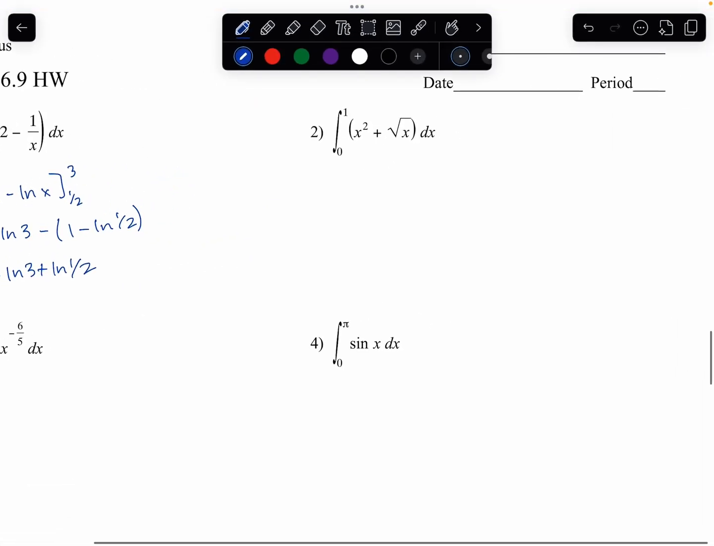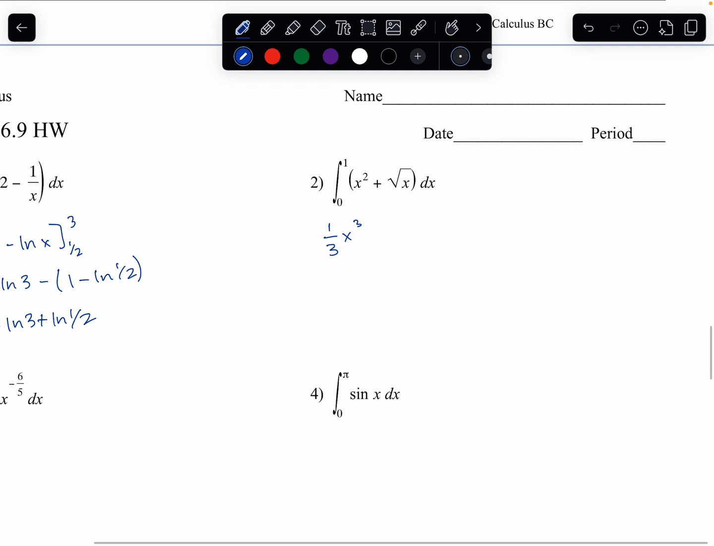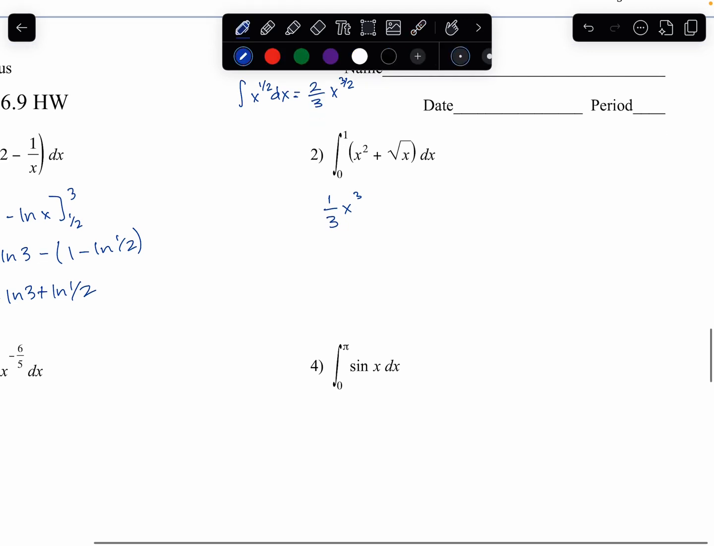This one here, the antiderivative for x squared is going to be 1/3 x to the third. And then the antiderivative of square root of x, I'm not sure if you guys have memorized this one at this point. It might be worth memorizing because it's probably going to happen a lot. But it's going to be x to the, we have to add 1, which would then become 3/2, but then we'd have to divide by 3/2, which would be the same thing as multiplying by the reciprocal. And so that's what the antiderivative there is going to be. So plus 2/3 x to the 3/2 from 0 to 1.